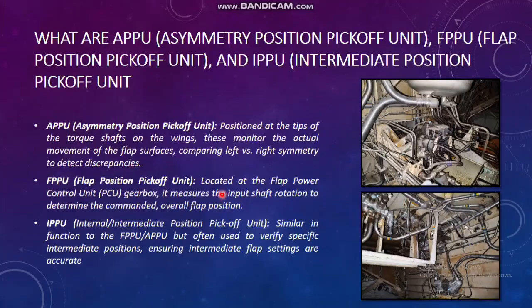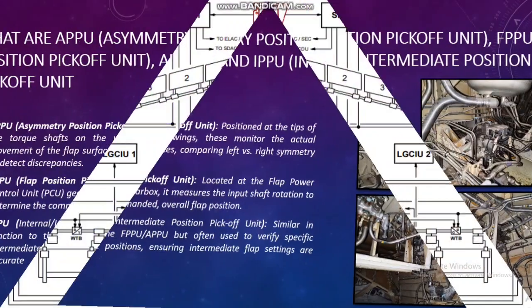The flap position pickup unit is located at the flap power control unit gearbox. It measures the input shaft rotation to determine the command over all the flap. So this is the flap PCU, which will come here in the wheel well area above this PTU. The intermediate position pickup unit has a similar function to the FPPU and APPU, but is often used to verify the specific intermediate positions, ensuring the intermediate flap settings are accurate. So this is about the IPPU.